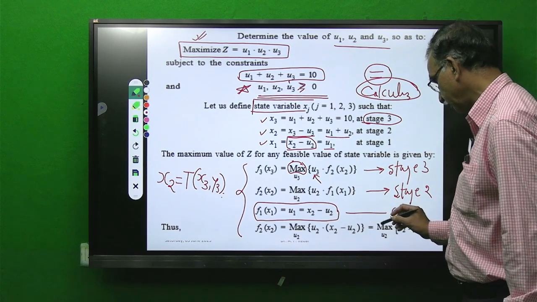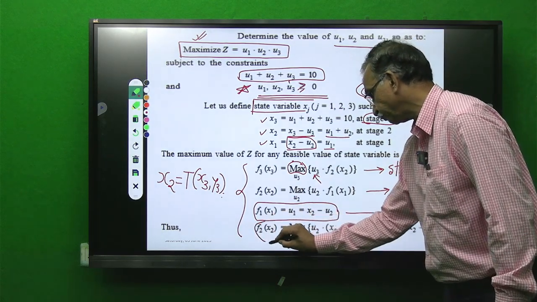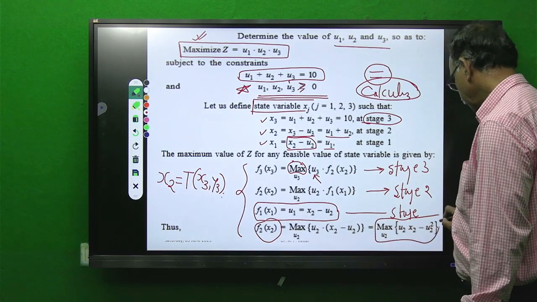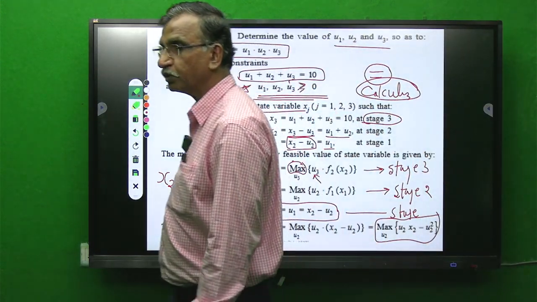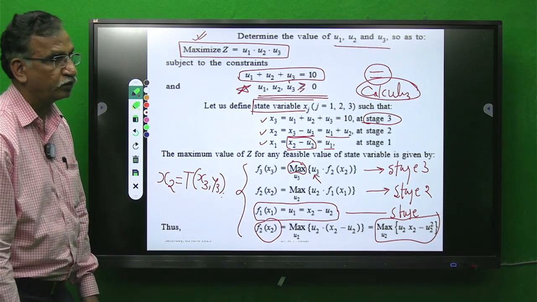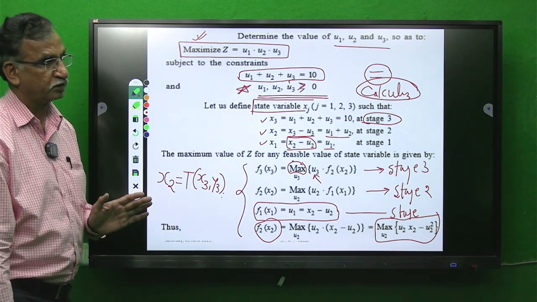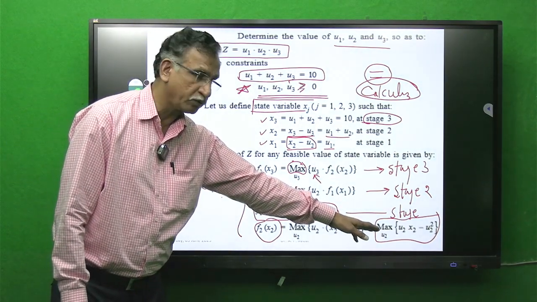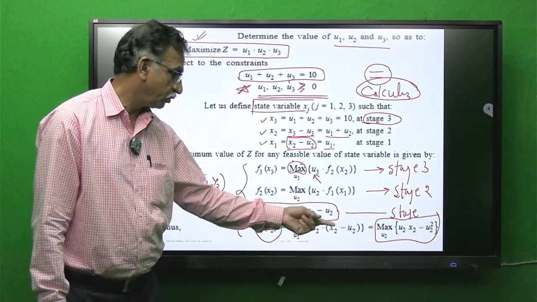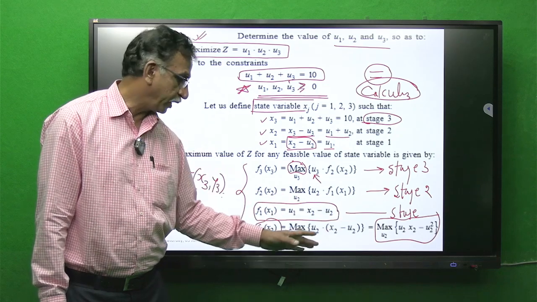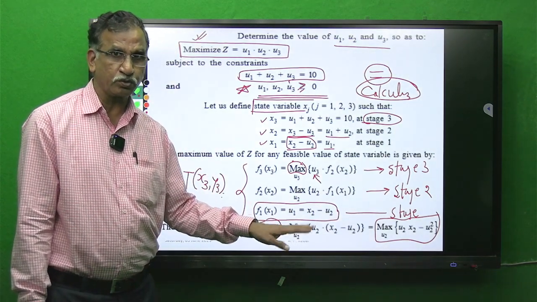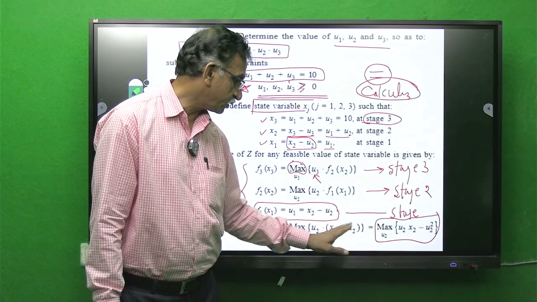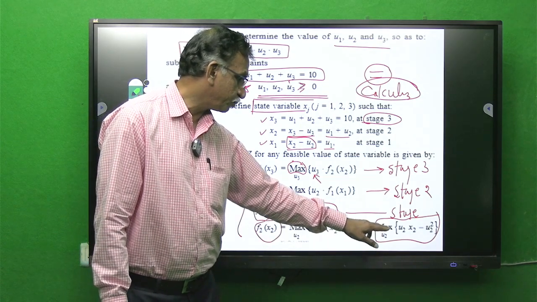So ultimately what we get for this f2 x2, we get this relation. Now students, very important, for finding the value of u2 we have to use the calculus method. So what we do in that, we'll differentiate this particular equation f2 x2 with respect to u2, equate it to 0 and find the value of u2. So now it will be simple differentiation of this with respect to u2.